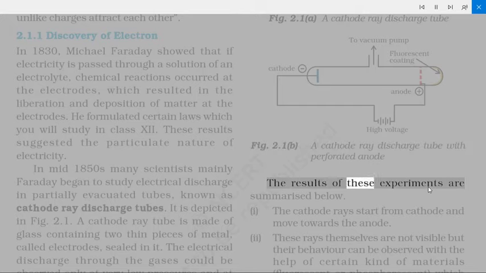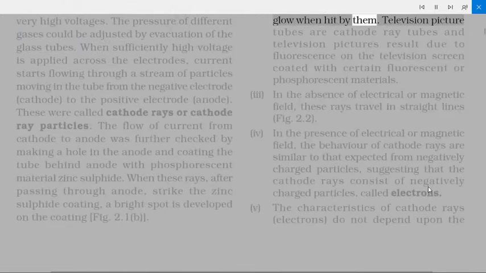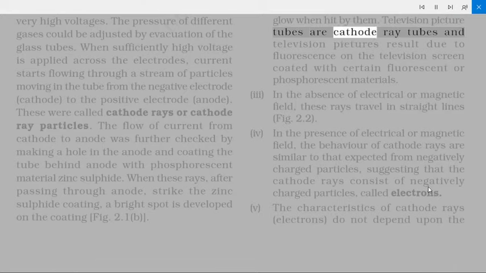The results of these experiments are summarized below. 1. The cathode rays start from the cathode and move towards the anode. 2. These rays themselves are not visible, but their behavior can be observed with the help of certain kinds of materials, fluorescent or phosphorescent, which glow when hit by them. Television picture tubes are cathode ray tubes, and television pictures result due to fluorescence on the television screen coated with certain fluorescent or phosphorescent materials.